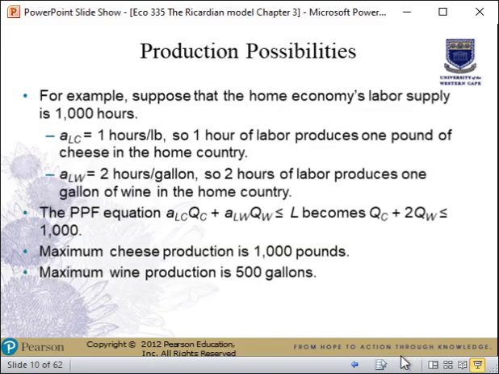Let us use a numeric example to help us plot our home country's PPC curve. Suppose the home country's total labor supply is 1,000 hours. More so, to produce a pound of cheese, 1 hour of work is required, whilst the production of a gallon of wine requires 2 hours of work. Therefore, our PPC curve inequality becomes QC plus 2QW should be less than or equal to 1,000. The inequality is represented on a graph as shown in figure 3.1.